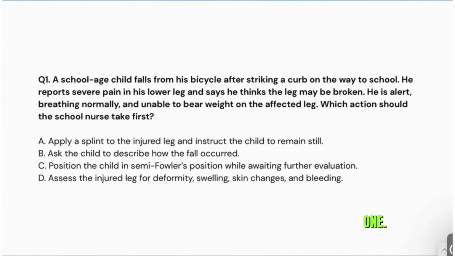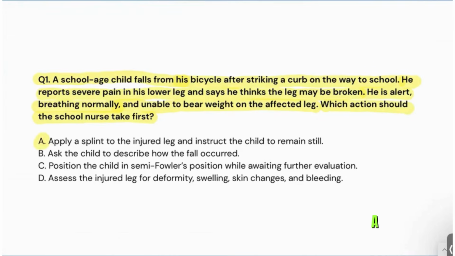So, question number one. A school-age child falls from his bicycle after striking a curb on the way to school. He reports severe pain in his lower leg and says he thinks the leg may be broken. He is alert, breathing normally, and unable to bear weight on the affected leg. Which action should the school nurse take first?